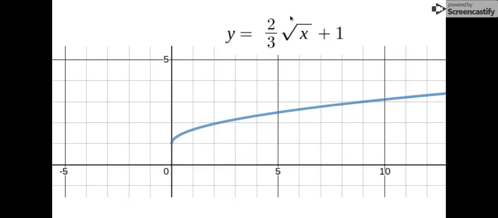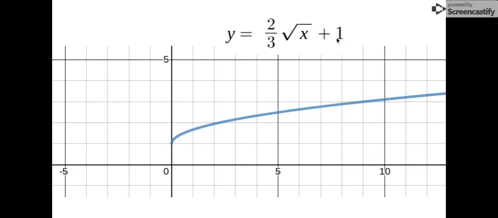Now, what happens if we put a 2/3 in the front? Well, this 2/3 is like a slope. Because 2/3 is a small fraction, that means it's going to grow at a smaller pace. So the curve is not as big. It's like a shallower curve. It's still growing. It's just not that fast of a growth. It's a slow growth.